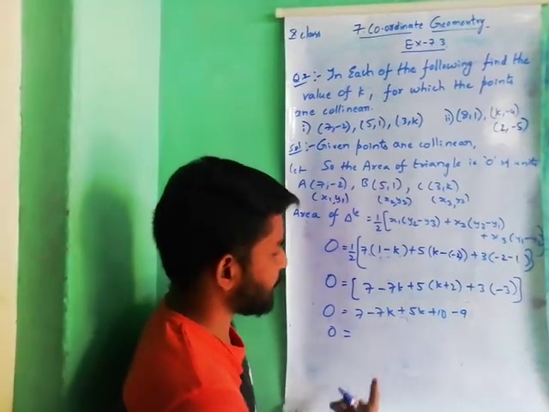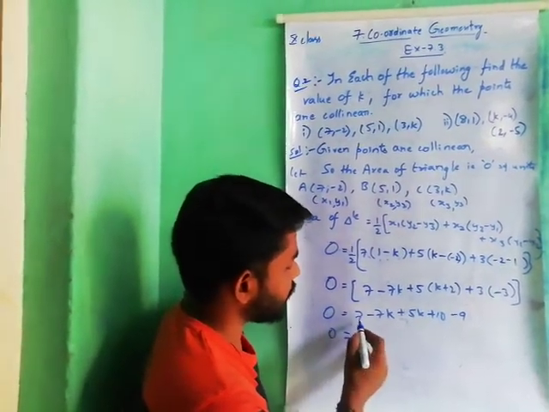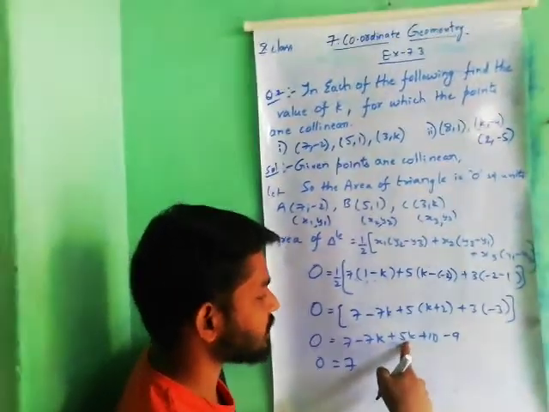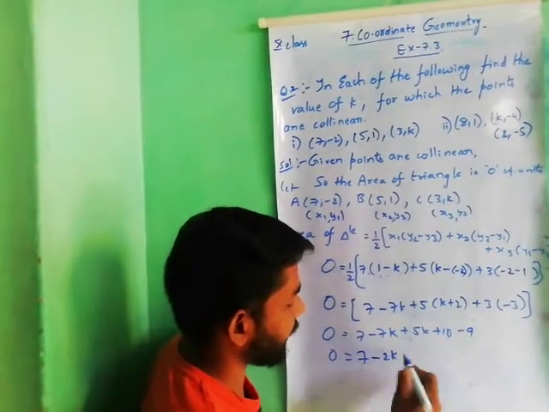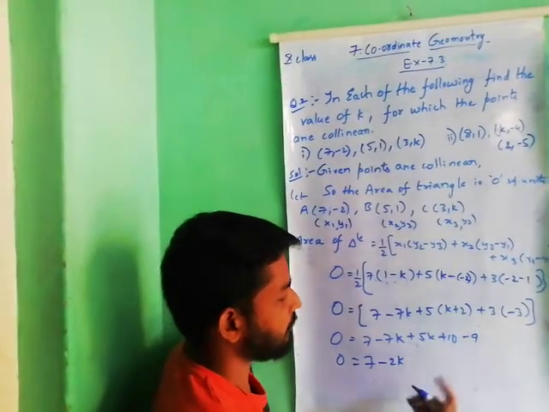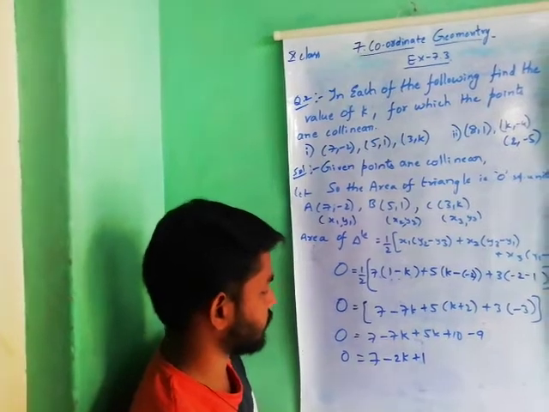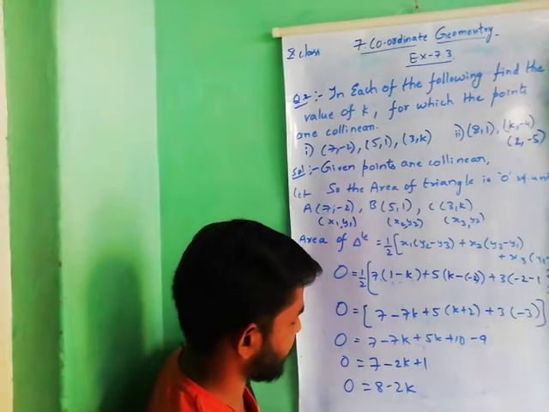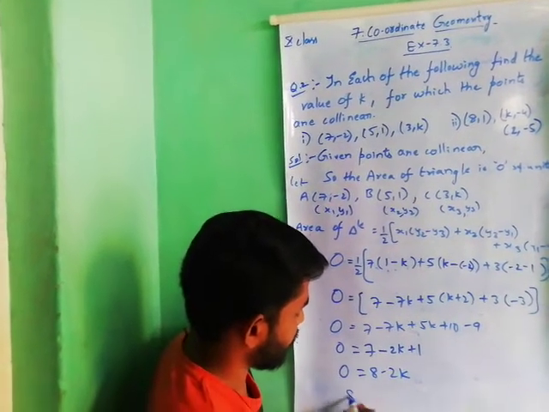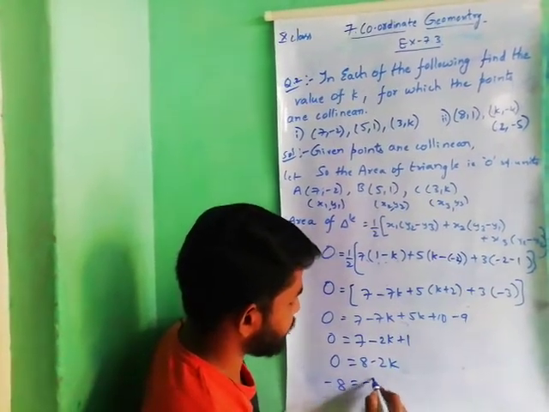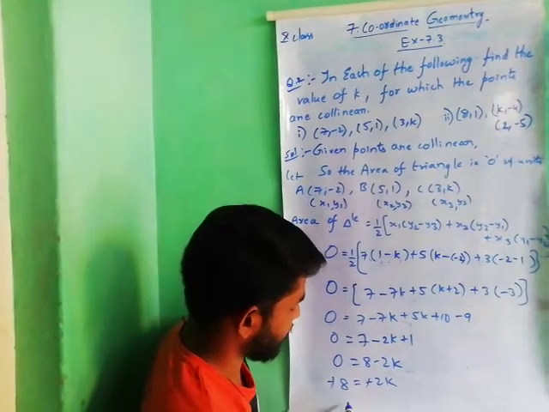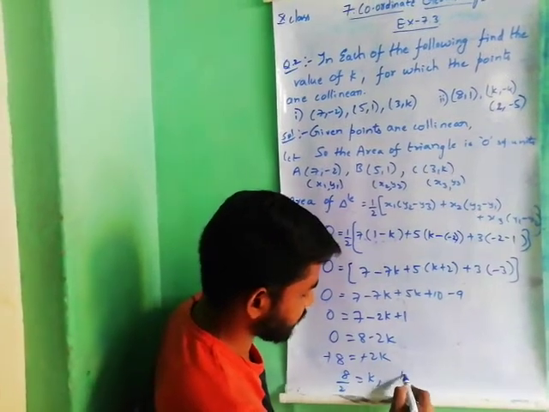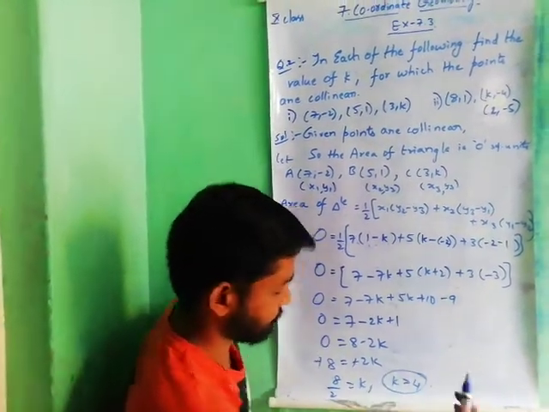Okay. Simply write it: 7 minus 7k plus 5k, how much? Minus 2k. 10 minus 9 plus 1. So 0 is equal to 7 plus 1, 8 minus 2k. So minus 8 is equal to minus 2k. 8 by 2 is equal to k, that implies k is equal to 4.